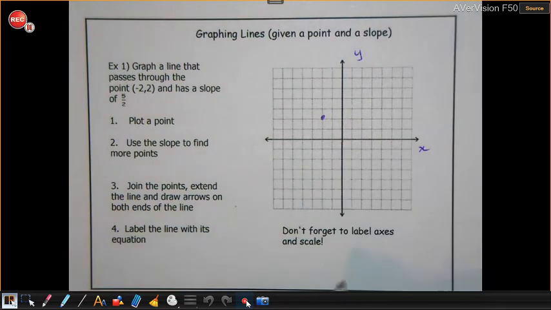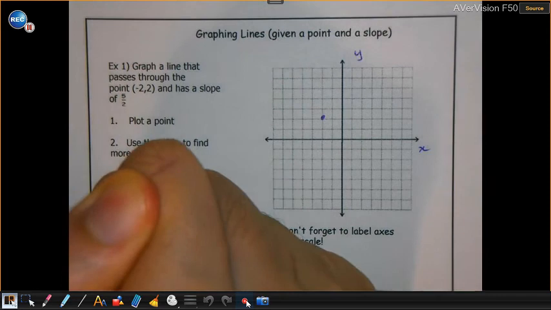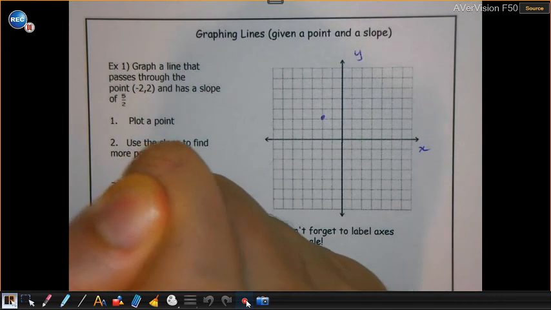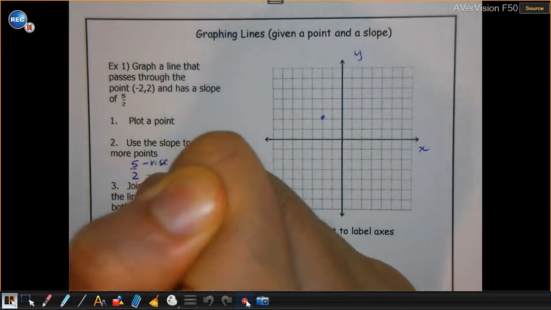Just with regards to labeling the scale, you only need to label the scale if you're going up by a number other than 1. So I plot the point. And now I'm going to use the slope to plot two other points on the line, so I'll get a nice straight line. So in this case, the slope is given. It's 5 over 2. And back in chapter 5, I know the rise is 5, the run is 2.